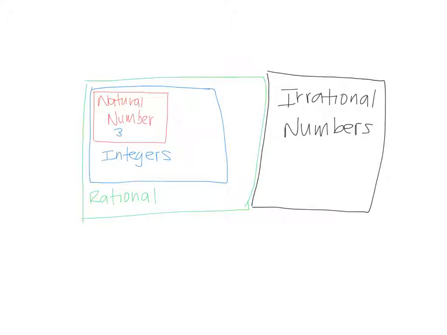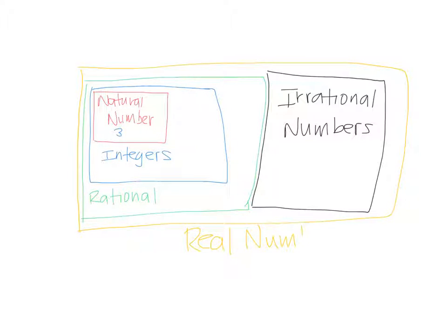The rational numbers and irrational numbers all together make up the set of real numbers. Every real number is going to be either rational or irrational. And real numbers can be natural numbers, integers, like we said, rational or irrational.